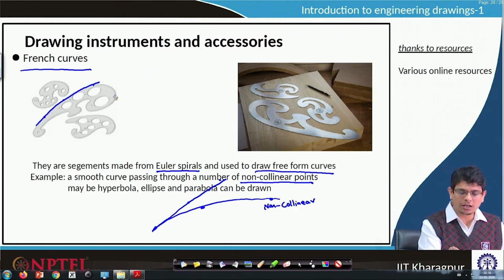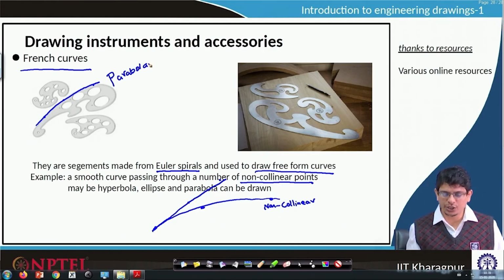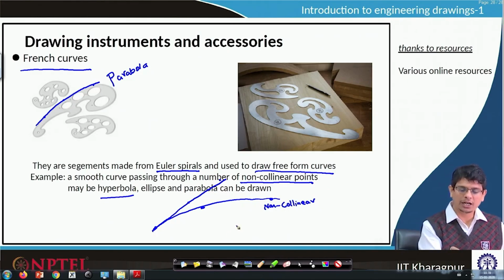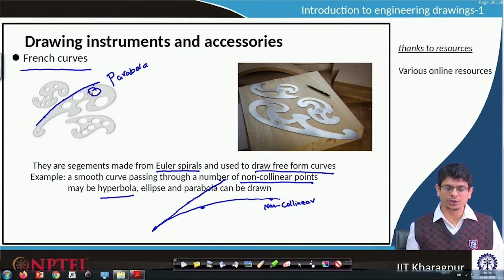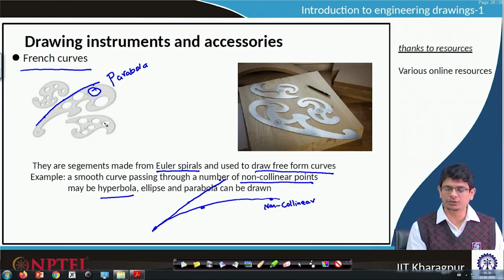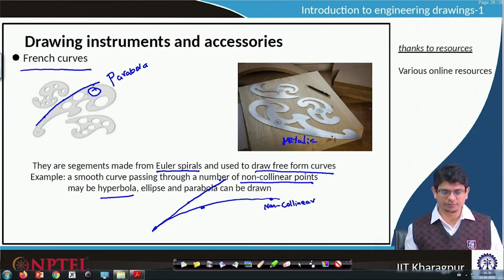Usually, the longer ones are used for parabolas, the shorter ones are used for ellipses, and the medium ones are used for hyperbolas, and it also contains different elliptic curves. So, whenever a free form curve is required, we use these French curves. Even for wood making and cutting, people use metallic French curves to get a nice finish.